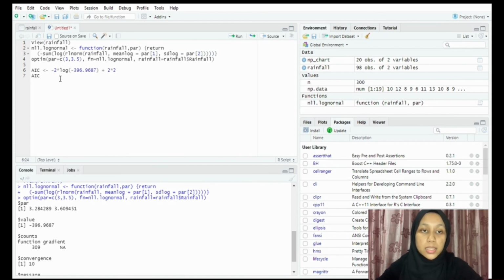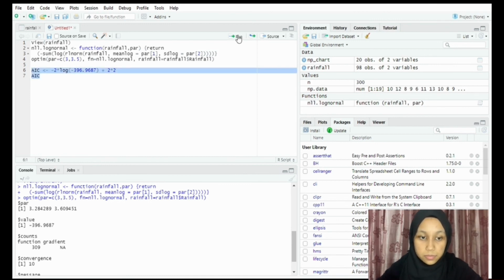Because the formula is negative 2 log L, where our L is negative 396.9687, the value of our MLE, plus 2 times K. K here is equal to 2 because we have two parameters, the mean and the standard deviation. Okay, and then I can run the code.